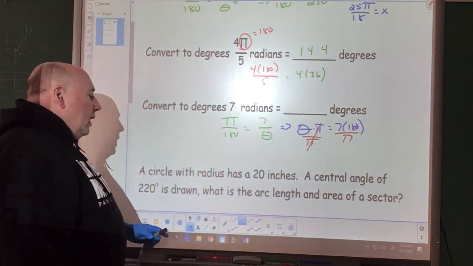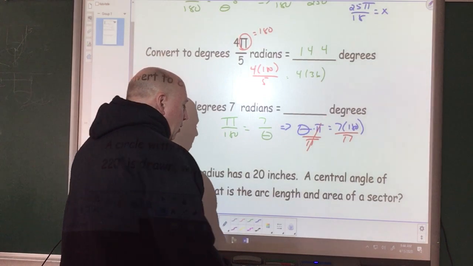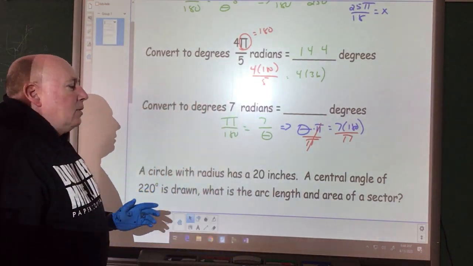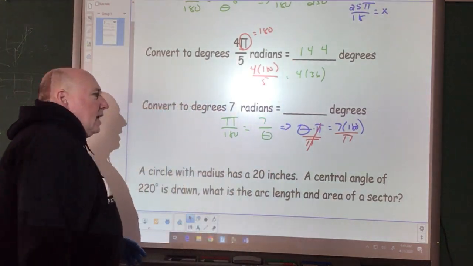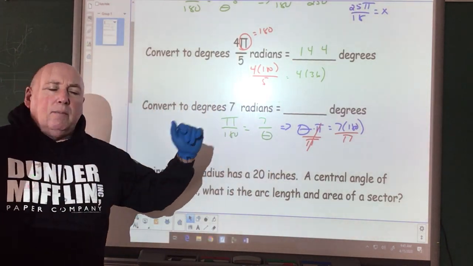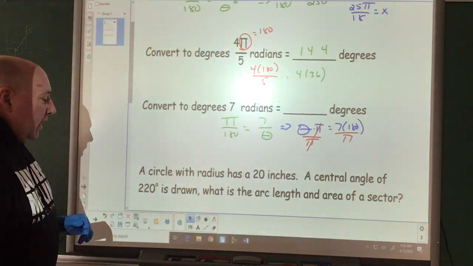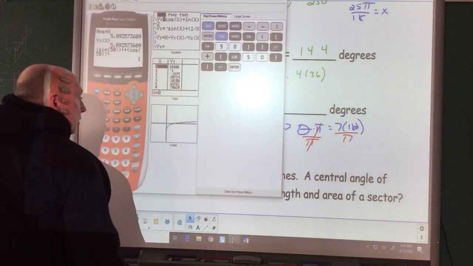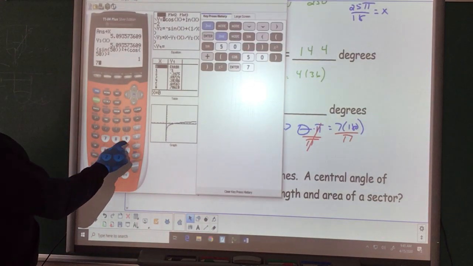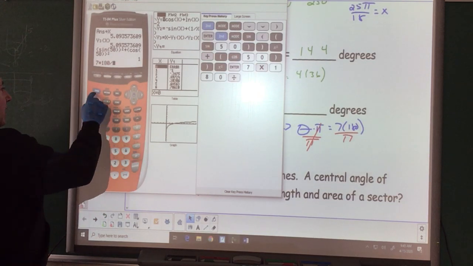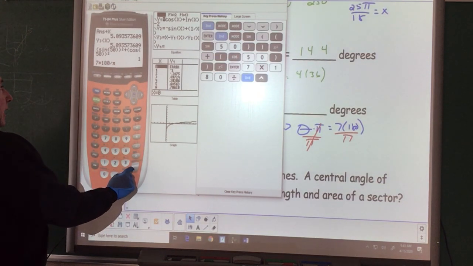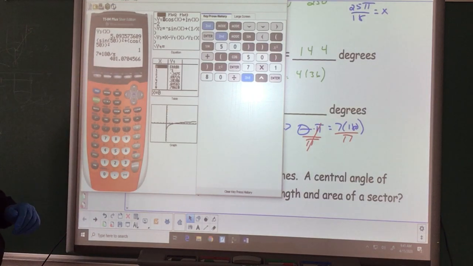So those cancel out. With our calculator, we can get an approximate value. Once again, this will be an approximate value, not an exact value. We multiply 7 times 180 and divide by our value of pi, and we come up with 401.1 degrees.